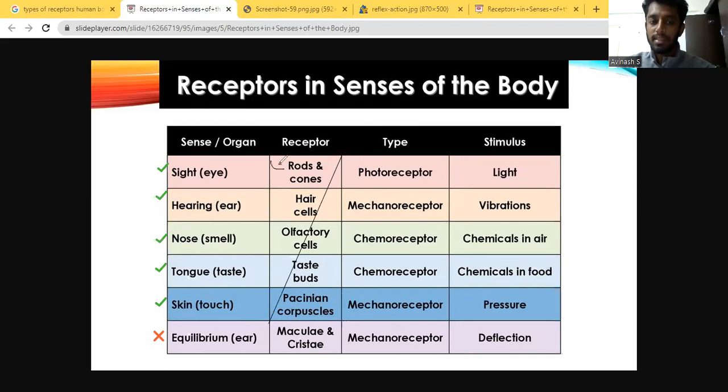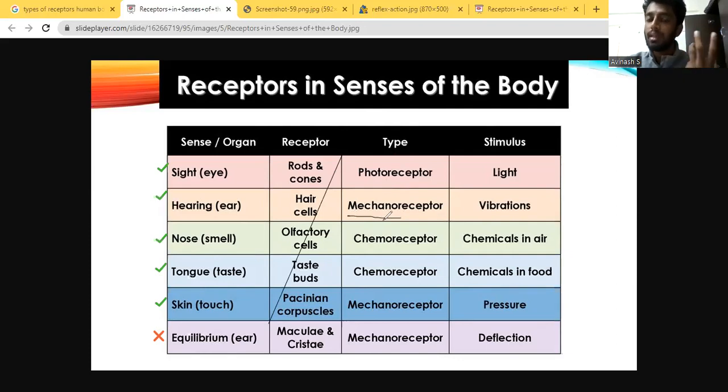These are the names of the cells which will actually perceive or accept the information from outside the body, like information about smell, taste, etc. The names of the cells are rods and cones, hair cells, olfactory cells, taste buds, and Pacinian corpuscles. But the main thing we need to know here is the type of that receptor. Rods and cones are called photoreceptors. They acquire information about sight or vision. Photoreceptor stands for a type of receptor which acquires information about images, about what you see.